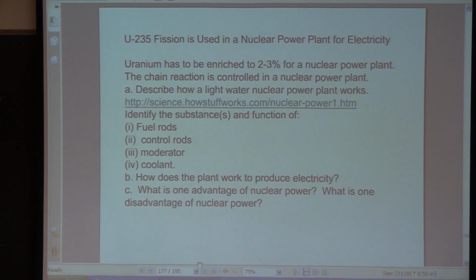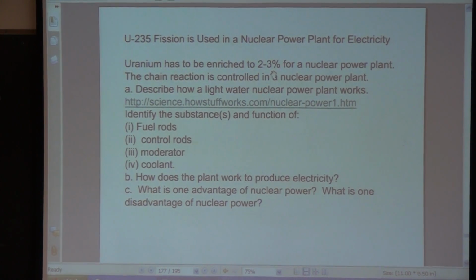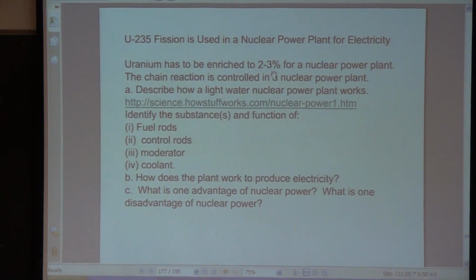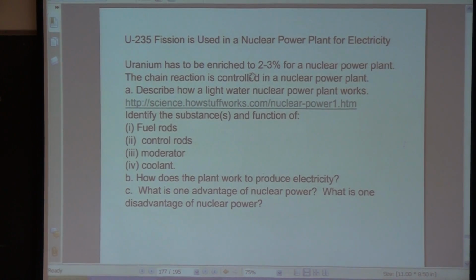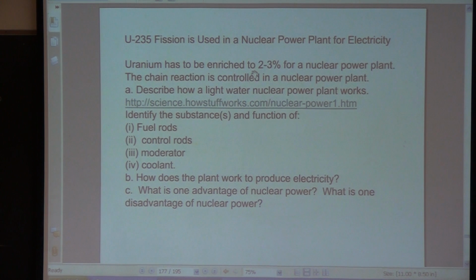Now, let's go on to the next slide. In a nuclear power plant, uranium-235 is also used, but it only has to be enriched from 0.7% to 2 or 3%. So there's a big difference between the enriched uranium in a nuclear power plant compared to an atomic bomb, which is 90%. So when you hear stories saying that the uranium from a nuclear power plant can be used in a nuclear weapon, well, that's wrong.